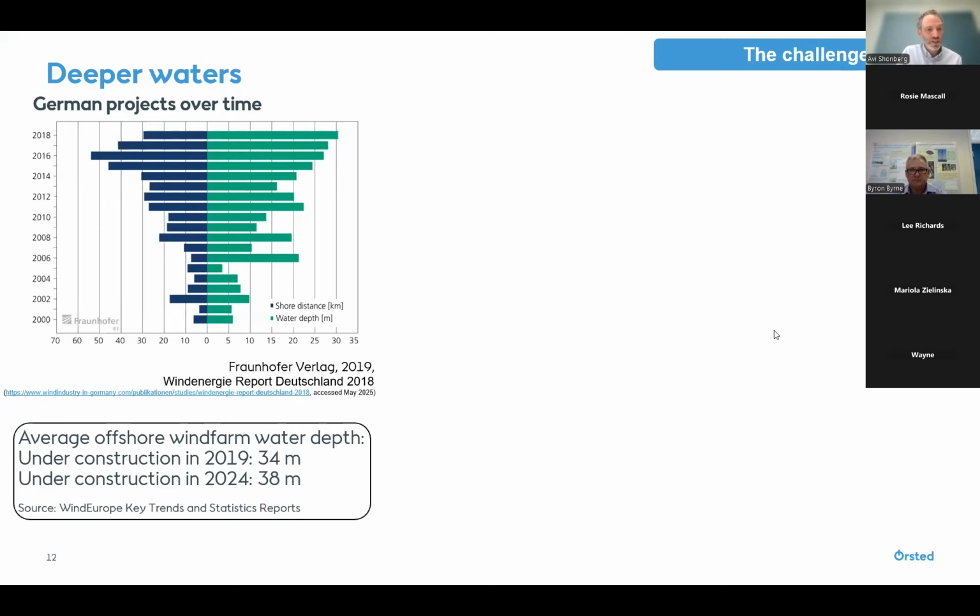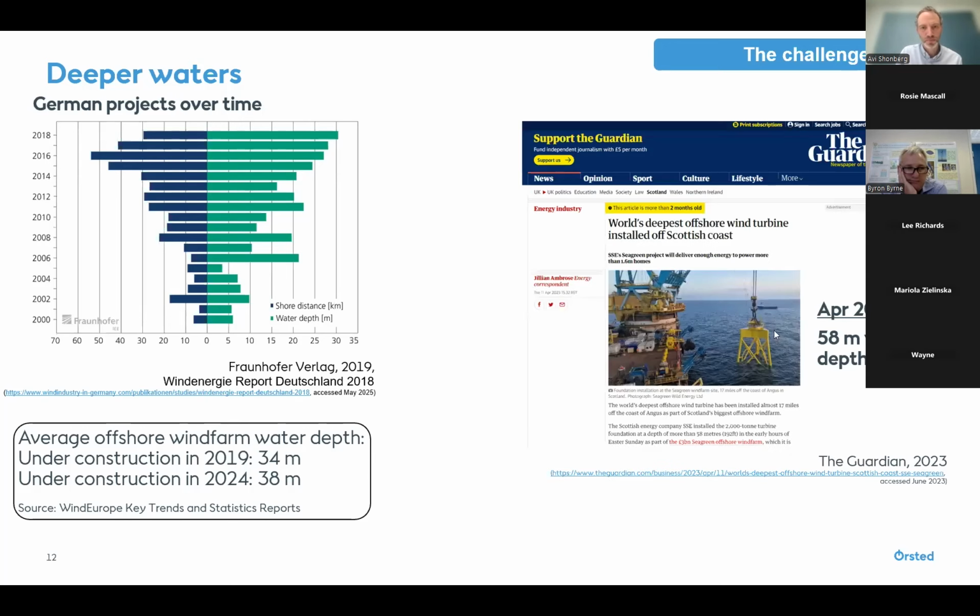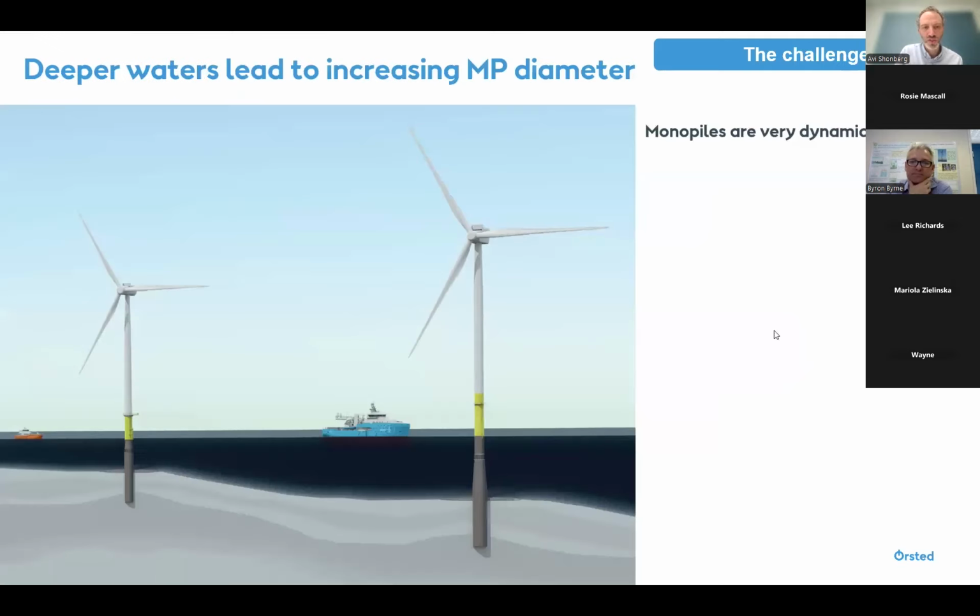In 2019, we saw that the average offshore wind farm depth under construction was 34 meters, and last year that was up to 38 meters. So if you think about where that plots on the plot above, we're now moving significantly up in terms of the water depths we are designing these offshore wind farms in. Just to get that point across even more, only a couple of years ago we had the world's deepest offshore wind turbine installed off the Scottish coast, in 58 meters of water depth. You'll notice that's a jacket structure, and that's typically because deeper water sites will need to use jackets. But monopiles have been slowly but surely marching onwards to those deeper water sites as well.